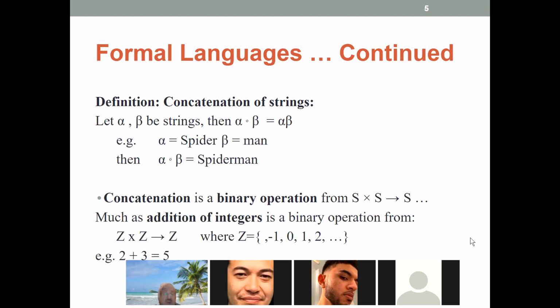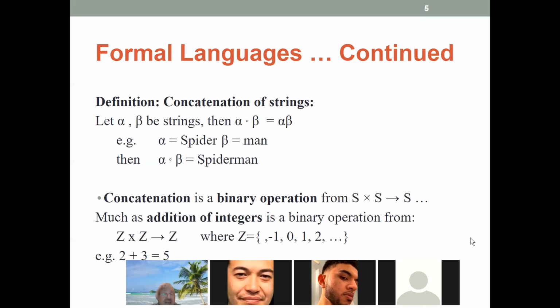If all you have is strings, then the operation we're interested in is a binary operation. We'll say more of that in a moment. Concatenation of strings. So we said we like Greek letters in this course, alpha and beta. Let them be strings. Then alpha circle beta is the operation of concatenation applied to the two strings alpha and beta. Take them and smack them together with no space in the middle.